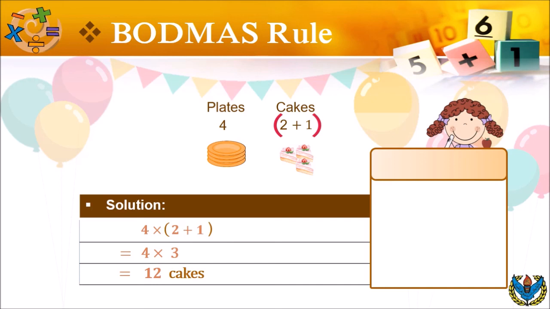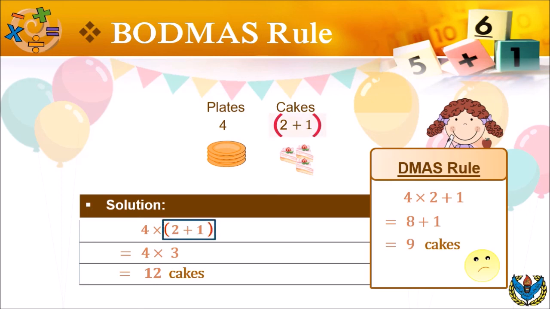Suppose Adil had written his problem like this and had simplified his sum by using the DMAS rule. So first he would have multiplied and then added. He would have a completely different answer. Adil knew he had to add before multiplying to see how many cakes he had put out. Therefore he put brackets around the addition part of the sum and solved his brackets first. Once again we see how the answer to a problem depends on the order in which we carry out the operations.